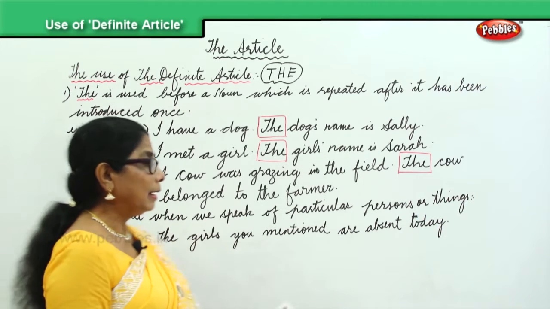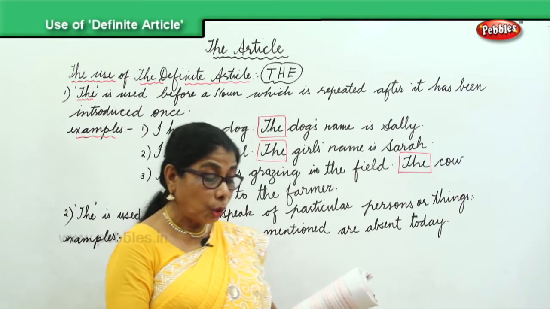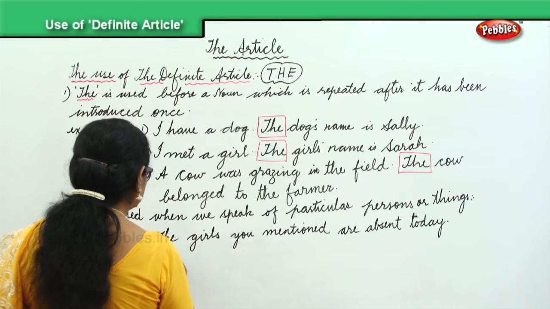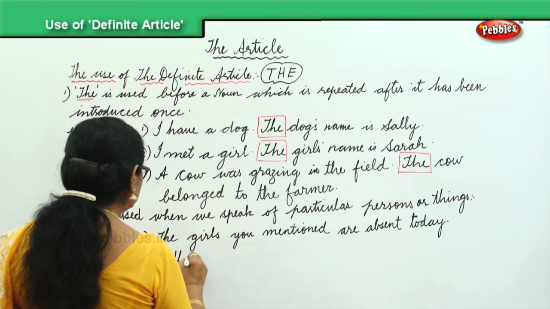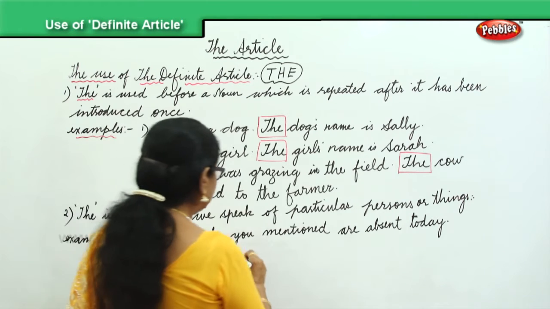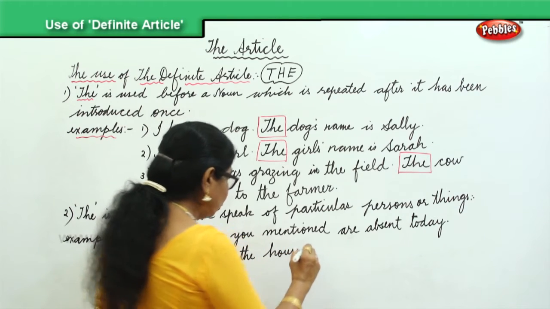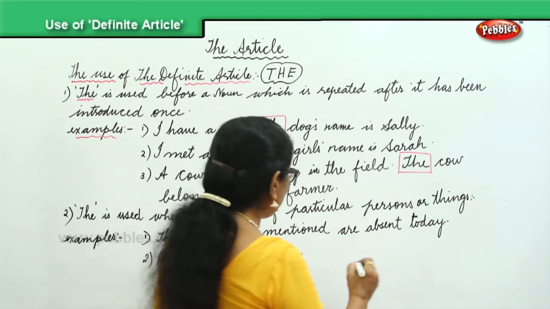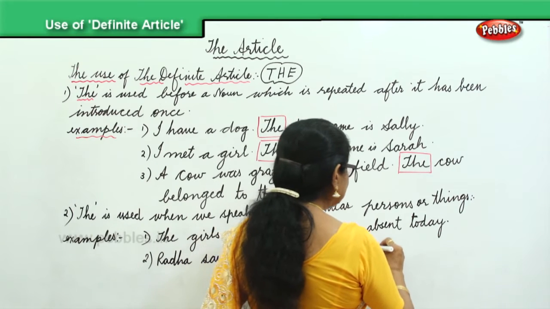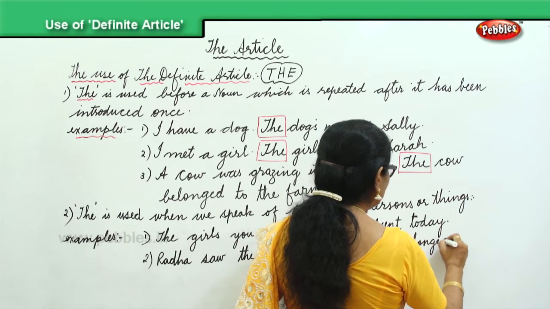And the next example I have here for you: Radha saw the house which once belonged to her. Radha saw the house, the house which once belonged to her.